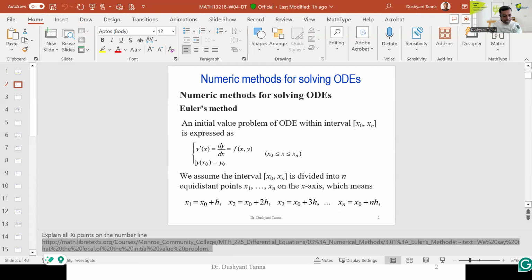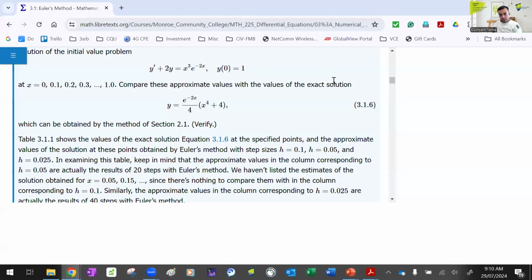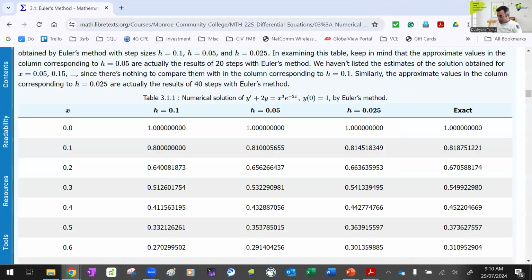Rather than what's on a slide, I found something very interesting on another website. I hope everyone can see that. I will have the link pasted in the chat as well. What I did was search for Euler's method, numerical method, Euler's method for solving ODE, and one of the few websites that comes up is this.